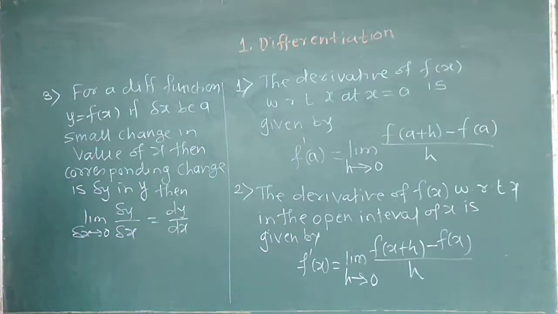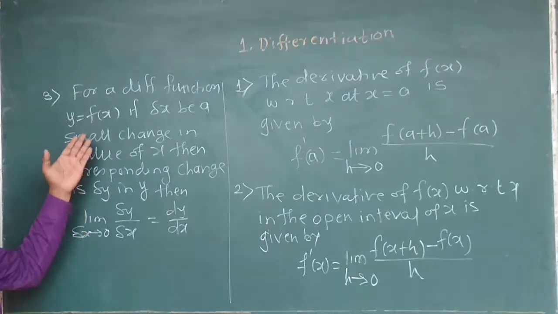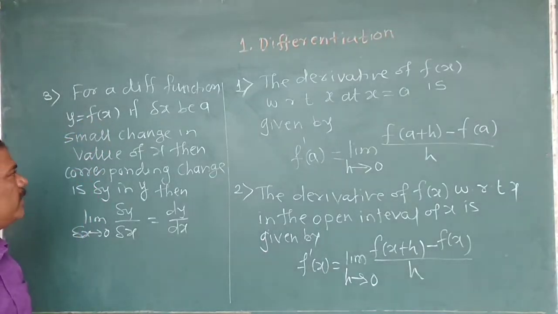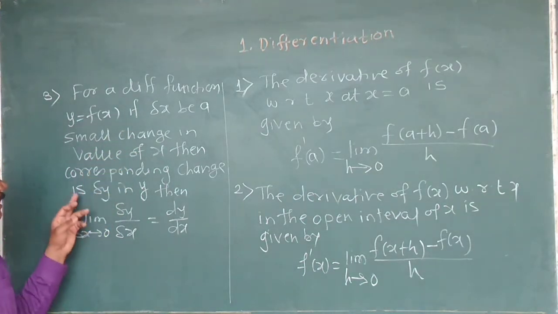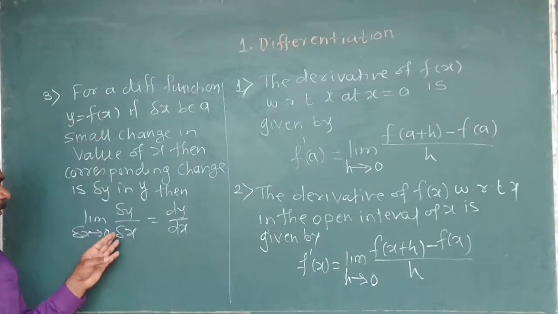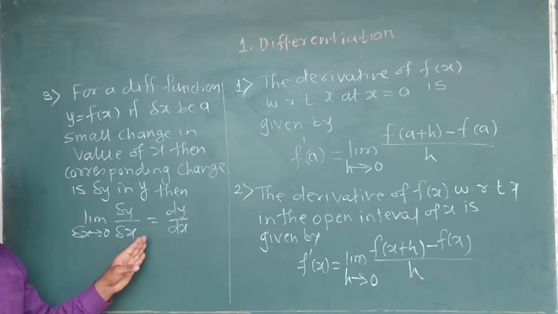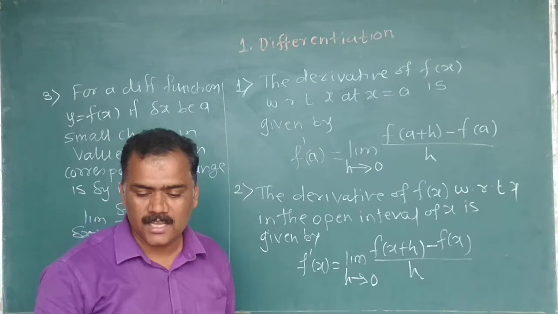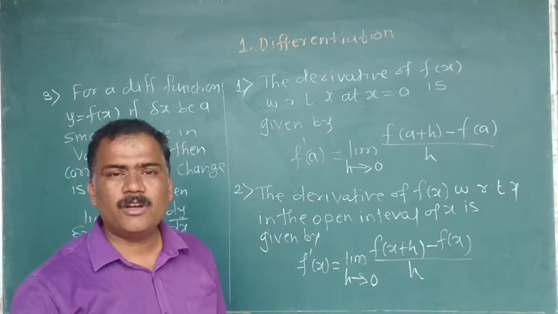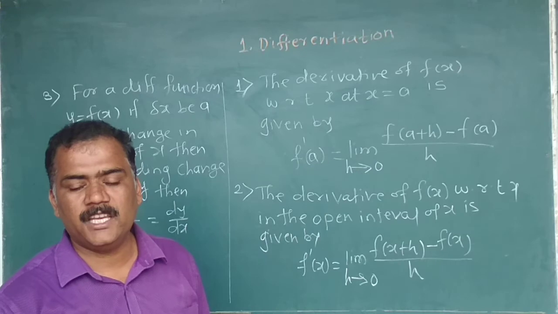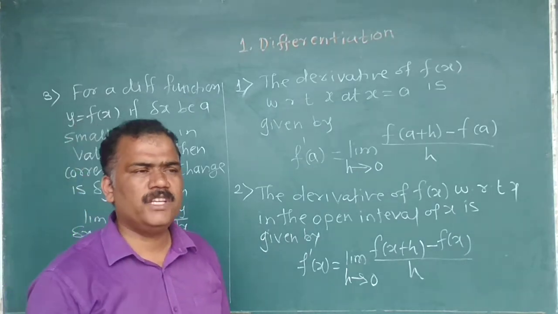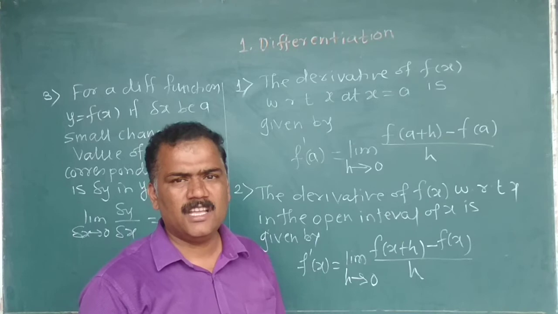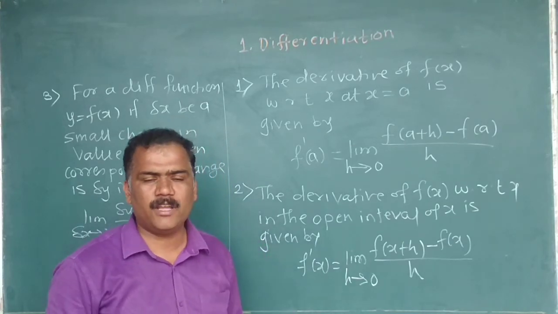Also, we discussed Leibniz notation, that is if y is equal to f of x is a differentiable function, delta x be the small change or increment in value of x, then the corresponding change is delta y in y, then limit of delta y upon delta x as delta x tends to 0 is equal to dy by dx. These points we already discussed in the 11th standard, along with some examples on the first principle of derivative.